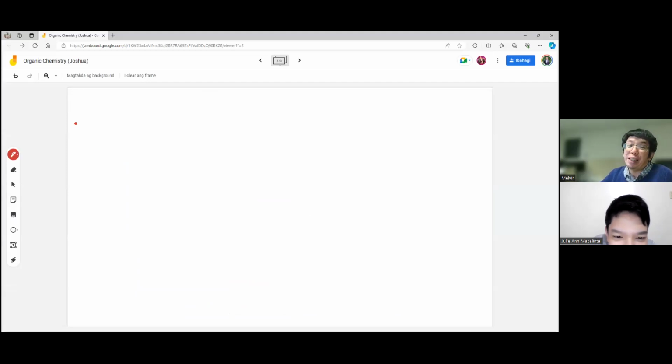Wait, lagyan mo lang ng number ha. This is number 3 already. 3A, 3B, etc. Sa document mo, ha? Text po yung ginamit mo sa document. Yeah, sige. Okay, I'll give you siguro 2 minutes. Kayang-kaya mo na yan.